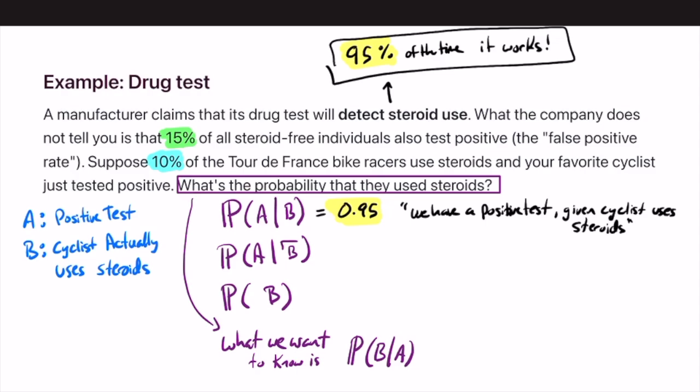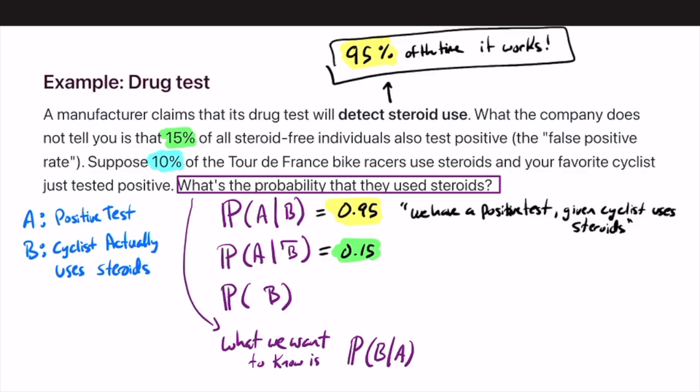Now, what we want to know, though, is how many people who don't use steroids are going to get caught up in this as a false positive, because if that rate is high enough, then we would expect a lot of cyclists who are innocent to get flagged. And so we want to be able to know what that percentage is going to be. It'd be very important. So what does this equal? The probability of A given the complement of B is going to be 0.15, and this is our green.